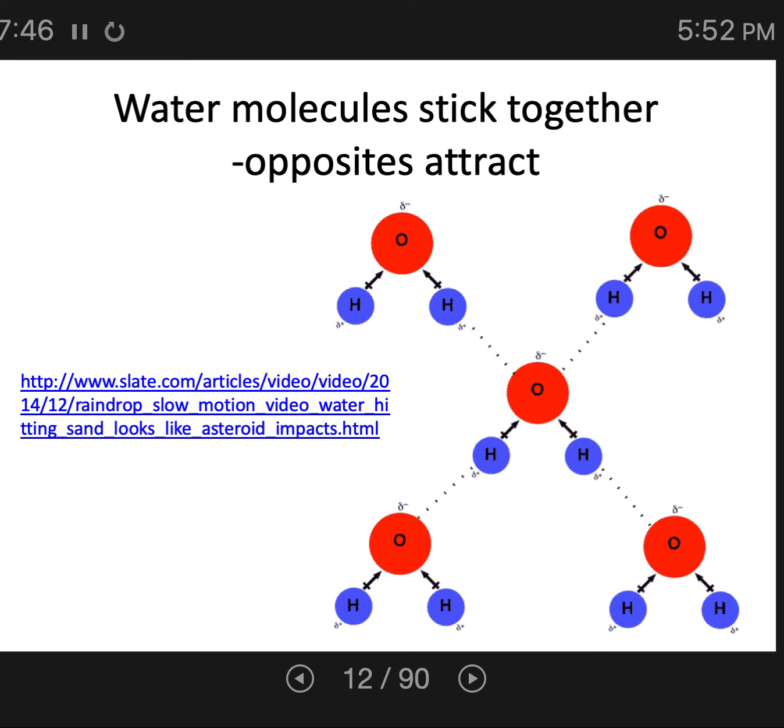And you can search YouTube for other slow motion videos of water droplets. For example, if you watch slow motion of raindrops hitting a lake, the raindrop will actually bounce on the surface of the water and hold its form for a little while before it then blends in with the lake.